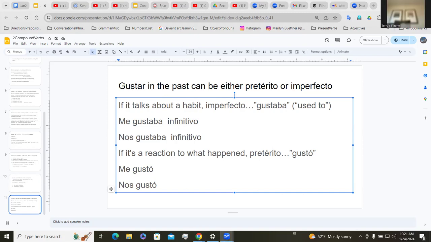I can mute her myself. Yes. Okay. There we go. Vale, fantástico. ¿Hay otro ejemplo con gustaba? ¿Otro ejemplo con gustaba o no?